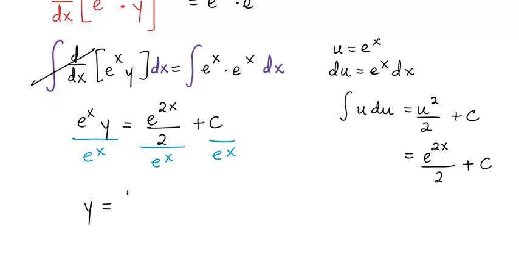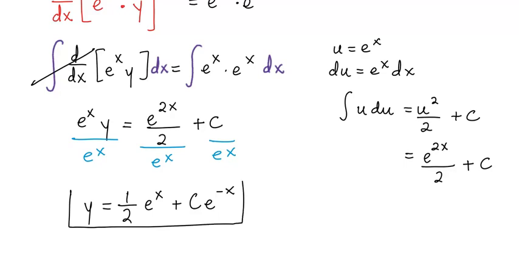I have a 1/2 from that 2 in the denominator, and then when I take e to the 2x and divide it by e to the x, we're simply left with e to the x, and then here we have c e to the negative x. And this is our general solution for this differential equation.